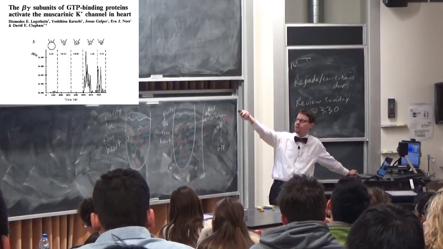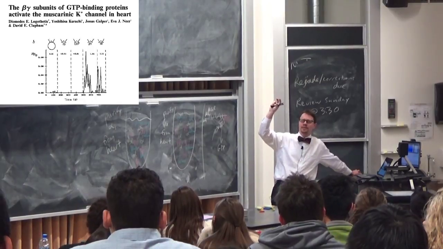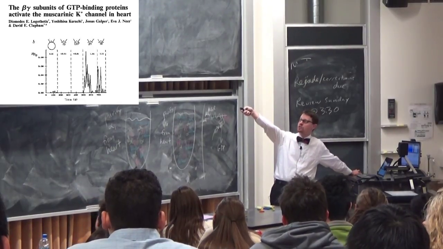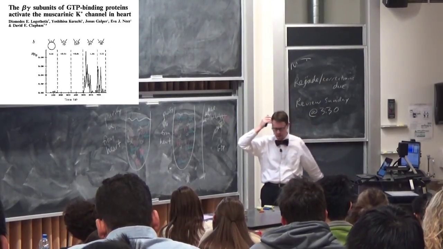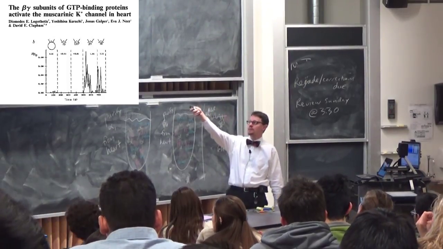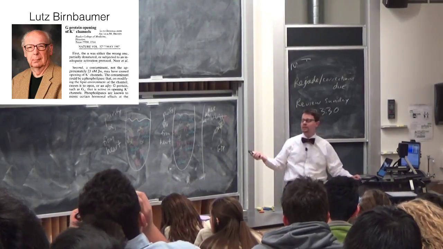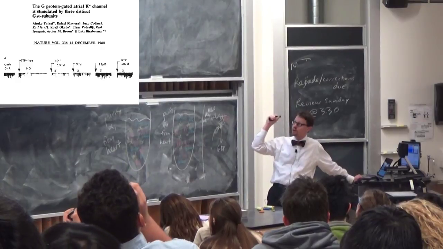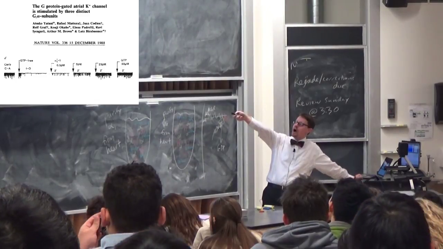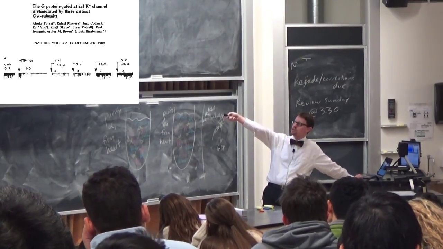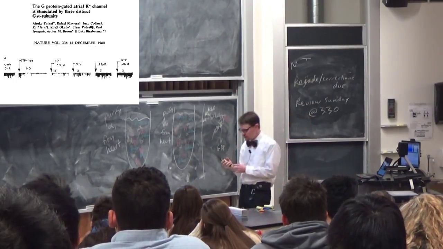And that even persists for a little while after the beta gamma leaves, his interpretation of that being that the beta gamma stays stuck. The beta gamma stays stuck for a little while, and so even after you get rid of the beta gamma from the broader solution, a few are stuck to those channels. But the main idea is that the purified beta and gamma subunits activate this channel. Lutz Birnbaumer wrote this yelling, screaming article about it, and then also did some experiments where he took alpha subunits that had GTP associated with them, and in his case, increasing concentrations of the alpha subunits led to increasing amounts of current flowing across these receptors.